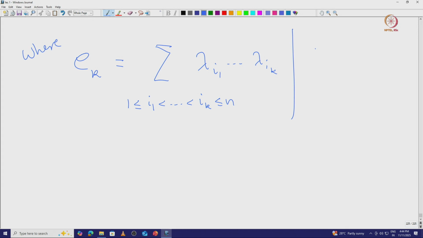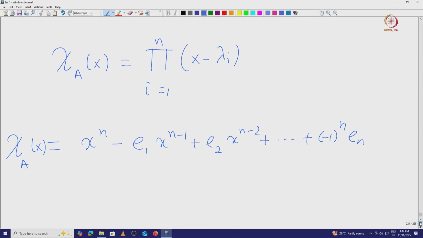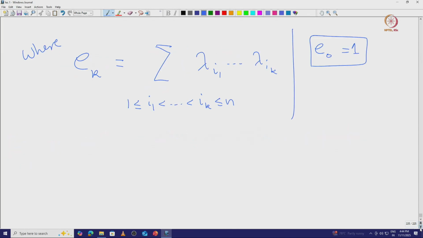So, with the convention we just write E naught to be 1. Now, the elementary symmetric polynomials in lambda 1 etcetera lambda n actually capture the coefficients of the characteristic polynomial. In particular, if you are interested in understanding the diagonalizable matrix, one needs to understand these elementary symmetric polynomials that are given in terms of the roots lambda 1 etcetera lambda k.